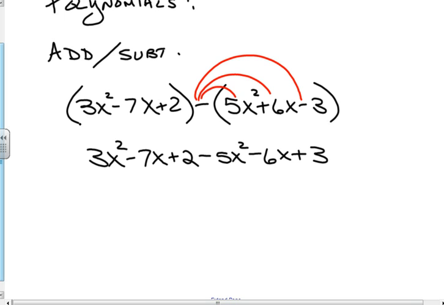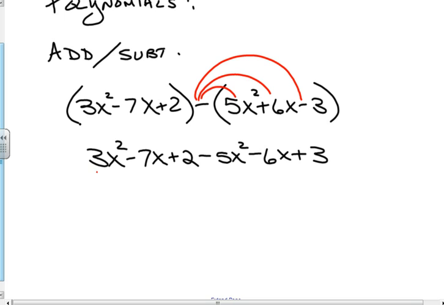P for parentheses meant the inside, but they were all three different. We did the exponents. The exponent here only belongs to the x, so it has no effect. So what we're really handling here is multiplying the negative 1 through there so that we can add and subtract these like terms.